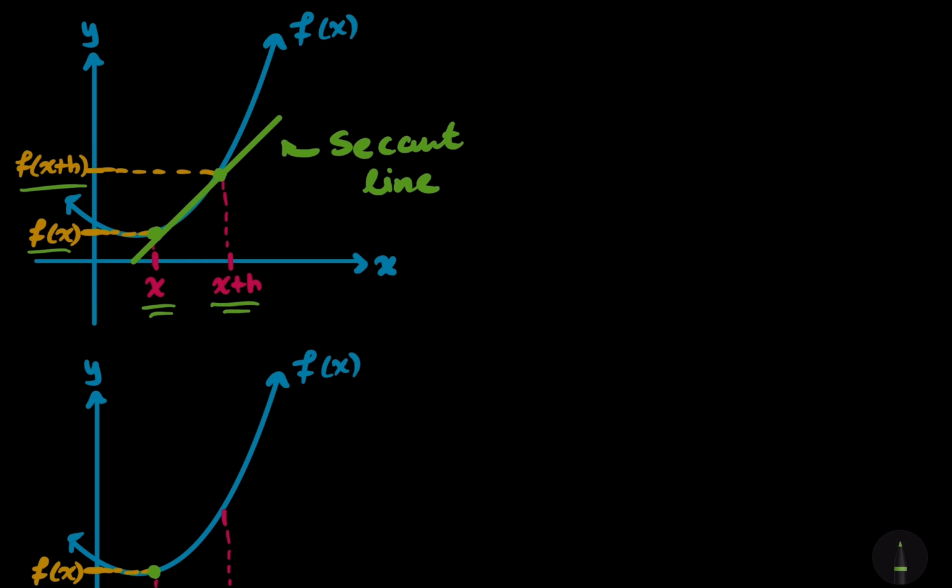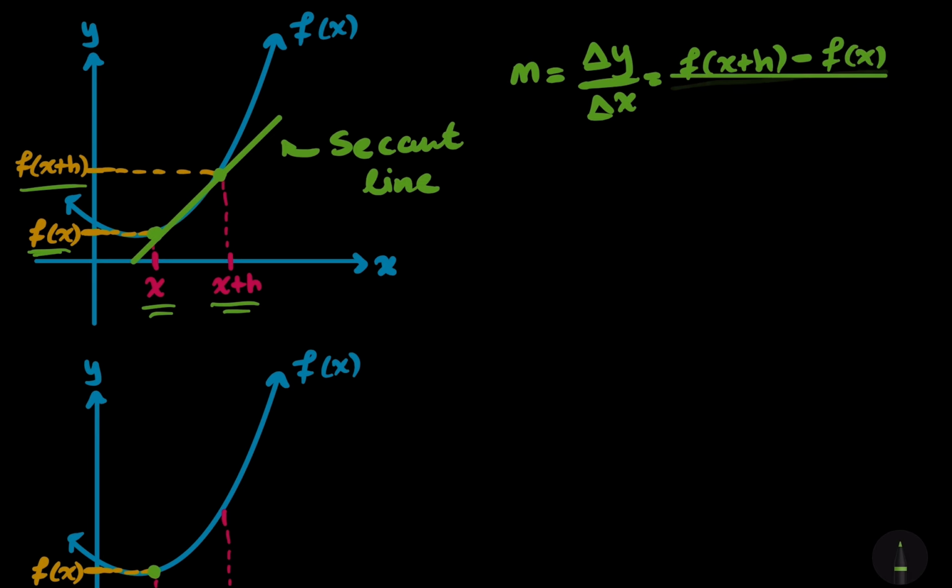And we can calculate the slope of this line. I'm hoping we all remember that the slope is just going to be the change in y divided by the change in x. And what is the change in y? Our final y value is f of x plus h, so it's going to be f of x plus h. And we're going to subtract from that the initial y value, which is f of x. And then we can divide that by our change in x.